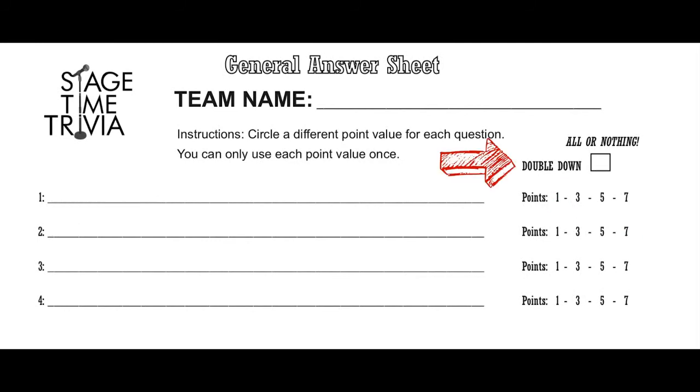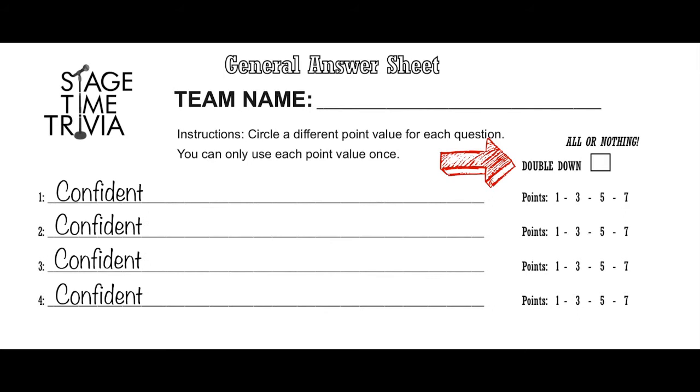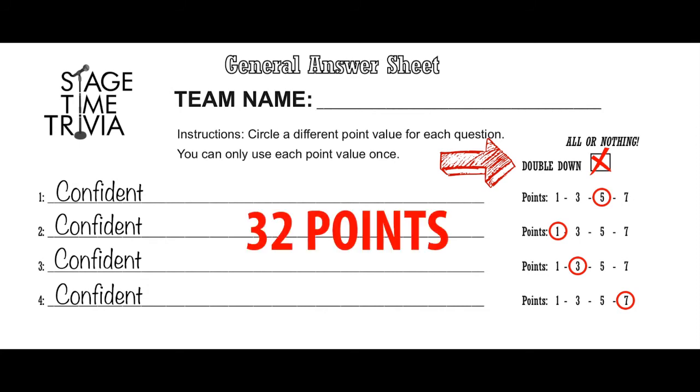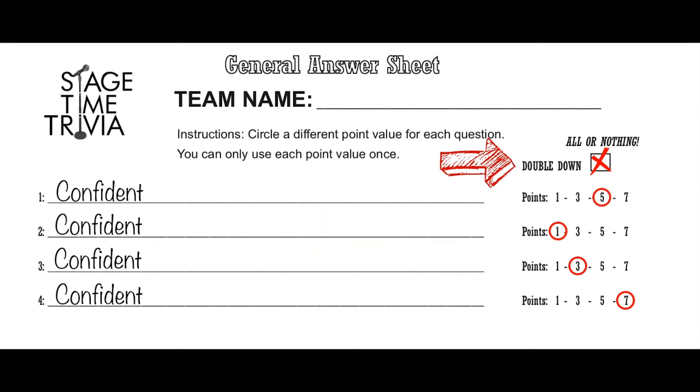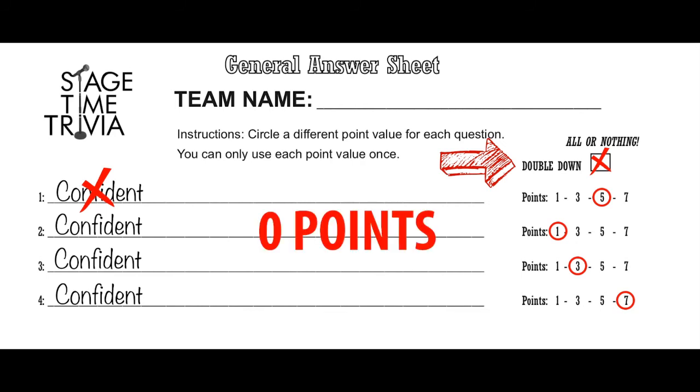There's also a double down box in the upper right hand corner. If a team is confident that all their answers are correct, they can check the double down box for a possible double the points, so double of 16 would be 32. But double down is all or nothing, so in other words, if they get one wrong and they've checked the box, they're going to get 0 points, so the double down is a bit of a gamble.